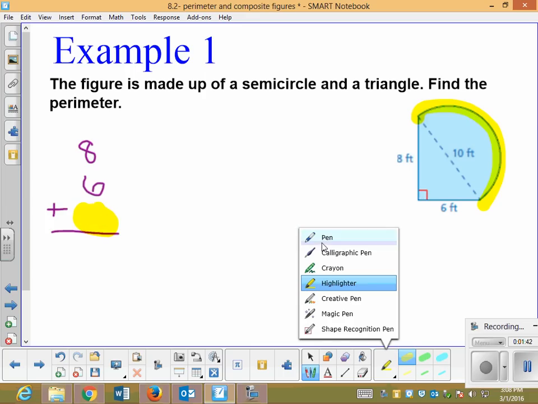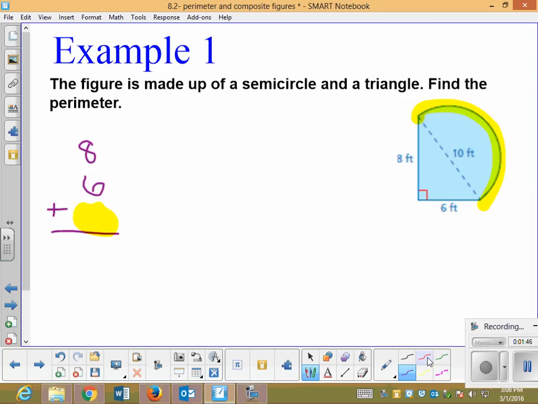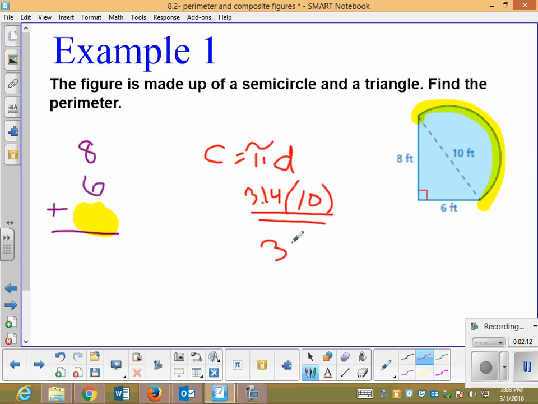Okay, so in the previous lesson, we learned how to solve for the distance around a circle, which is called the circumference. To find the circumference of a circle, you have this formula C equals pi d, where pi represents 3.14, and d is the diameter. The diameter here for the circle is 10, so we multiply 3.14 by 10, which gives me 31.4.